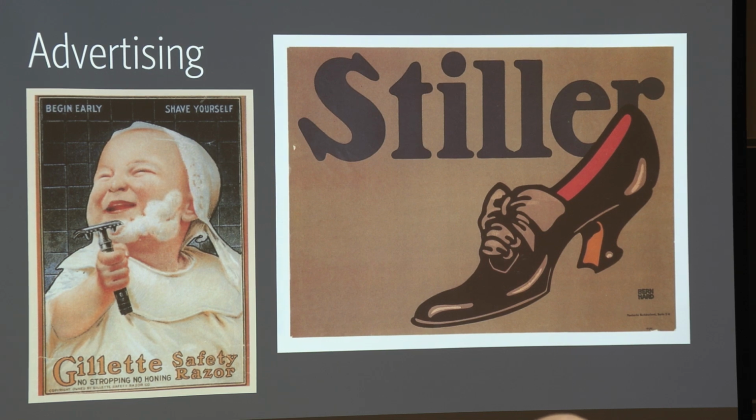A major graphic design activity is advertising. From the early 1900s, we see an ad for a new razor, the Gillette Safety Razor, which had just been invented, which is so safe, even a baby can use it, as we can see here. And on the right, a poster for Stiller shoes by the German designer Lucian Bernhard. It simply explains the name of the company and their product.